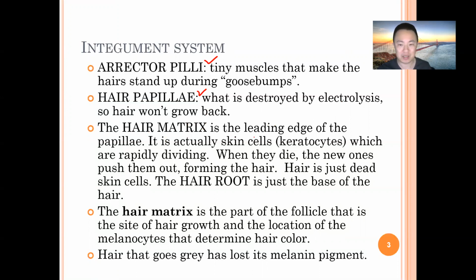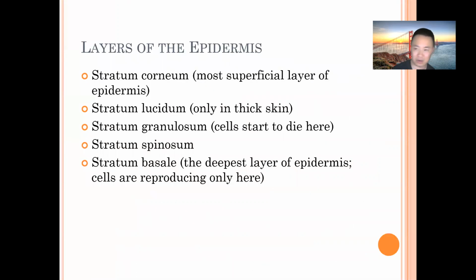The hair matrix is the leading edge of the papillae and is actually skin cells, or keratinocytes, which are rapidly dividing. When they die, the new ones push them out, forming the hair. The hair is just dead skin cells, and the hair root is just the base of the hair. The hair matrix is the site of hair growth and the location of the melanocytes that determine hair color. Hair that goes gray has lost its melanin pigment, and that's why people dye their hair, to put back the color.